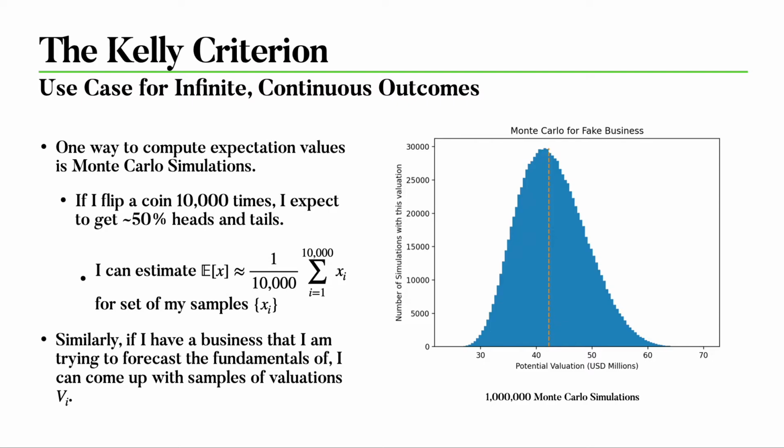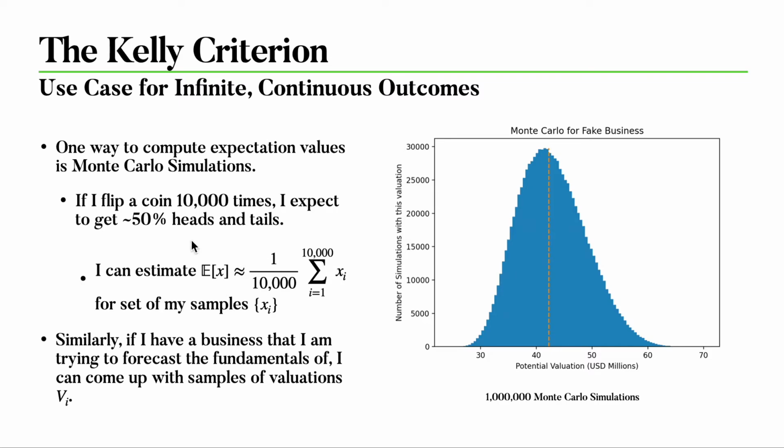So one way to compute expectation values in general, not just in this particular context, is with Monte Carlo simulations. If you take a coin and you flip it 10,000 times, you expect to get approximately 50% heads and 50% tails. And if you map heads to 1 and tails to -1, you can estimate the expectation value of this random variable x, which can be 1 or -1, by adding up all of your 1s and -1s from flipping your coin and dividing by 10,000. So this is the average, and you should get something very close to 0, because the fair coin is fair.